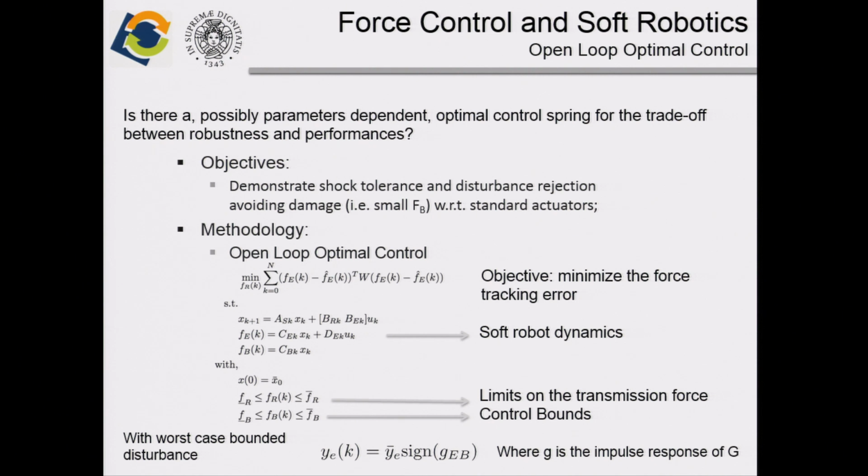The optimal control problem here has been translated into a convex optimization problem. Basically, also in this case, we discretize the dynamics, and since the dynamics is linear, the problem can be translated into a convex optimization problem with limits, as I told, on the transmission force and, of course, with control bounds on the force that the actuator can generate.